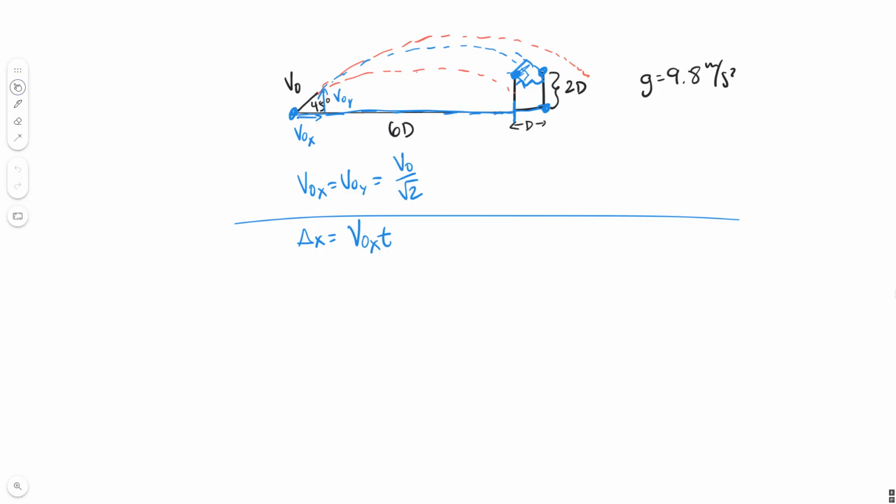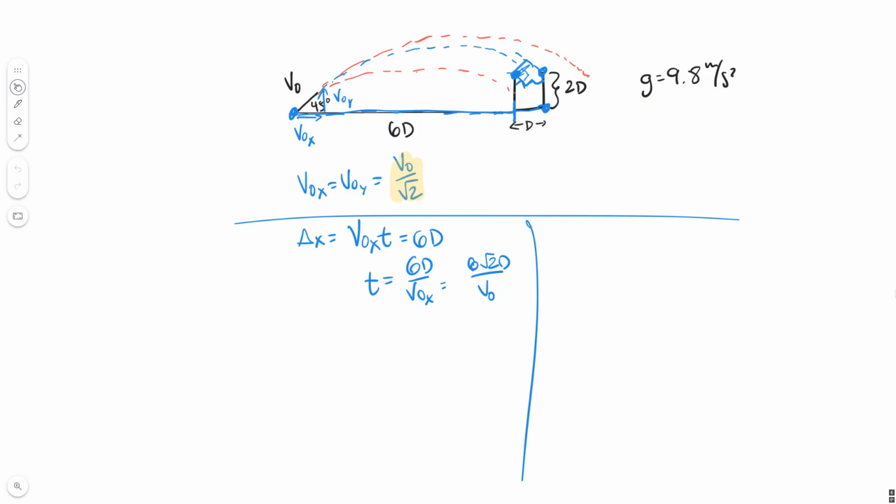And in fact, we can figure out how long it will take to go 6d. Well, we just divide both sides by that initial velocity in the x direction. And if we substitute this in and do a little algebra, we can get an expression in just the initial velocity itself. So this will be 6 times the square root of 2 times d, all over the initial velocity. So that's the time. This is how many seconds it's going to take for the water to travel from the cannon to that first lip of the water tank.